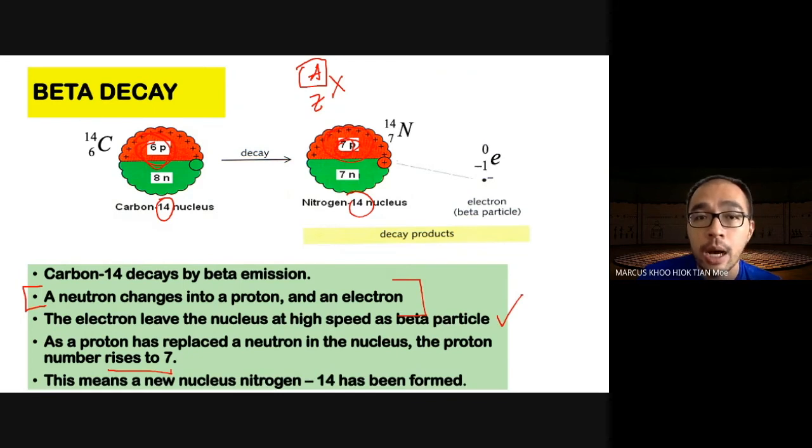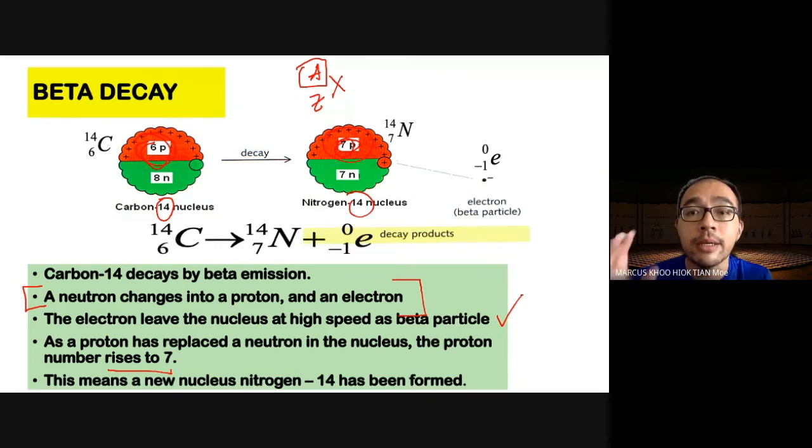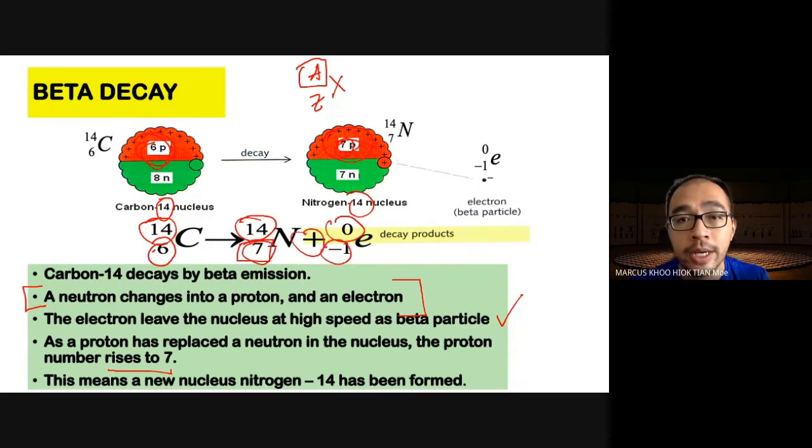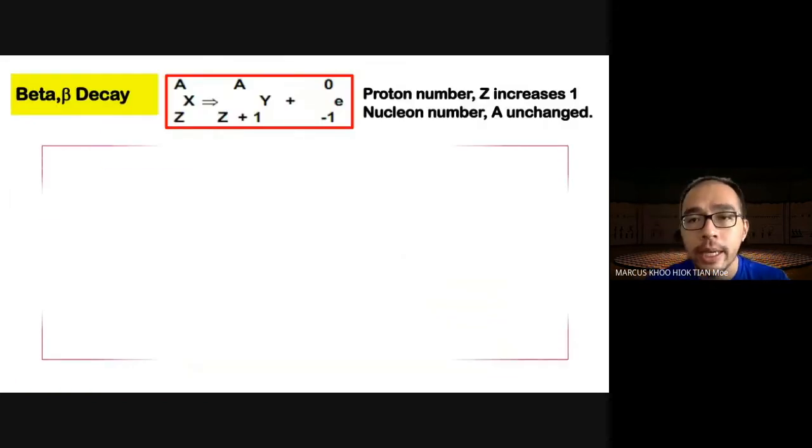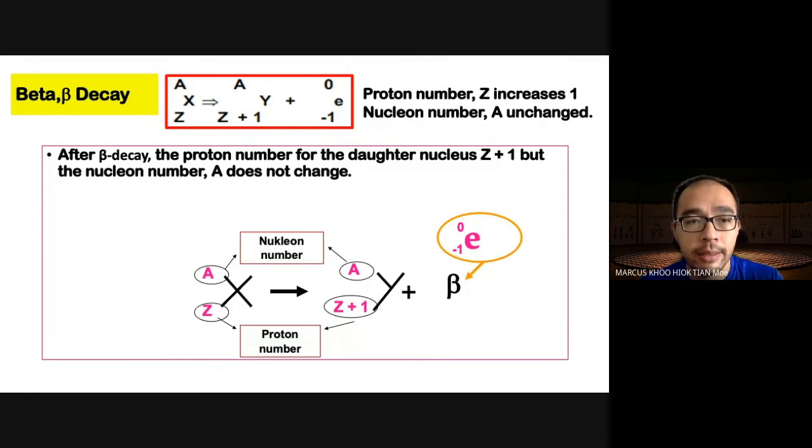So this is how we would write the equation. Again, remember in a beta decay, the number on top doesn't change. The element changes because the proton number has changed. 6 equals 7 plus minus 1. That's why the electron is 0, minus 1. So beta decay, this is the basic explanation. The proton number for the daughter nucleus becomes Z plus 1, but the nucleon number A doesn't change. And the beta particle will be the electron, 0, minus 1.